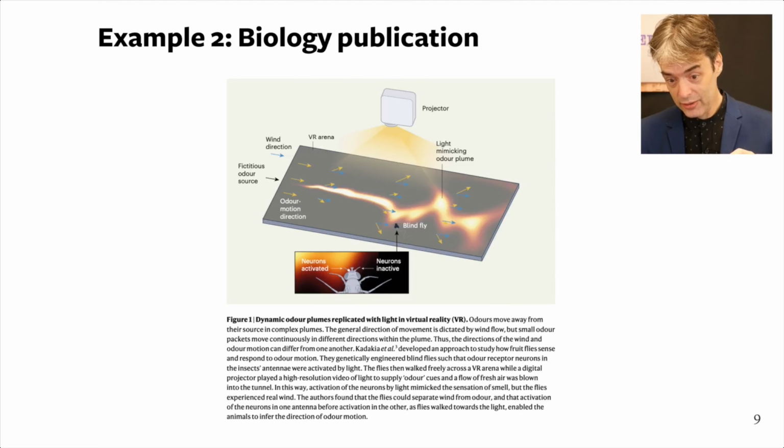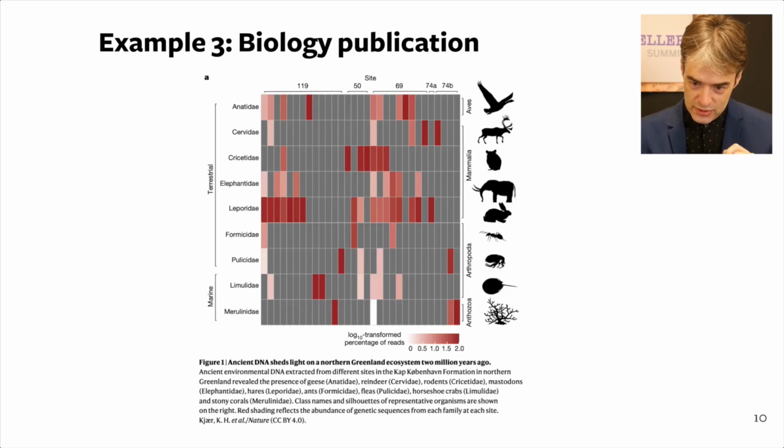Another example from a biology publication. In this research, they investigated a number of different sites to look for ancient environmental DNA, and just determined the concentration of DNA from different species at different sites. The choices that have been made in this are really good. The colors that have been chosen. It's actually very simple. It's just a grid of rectangles.